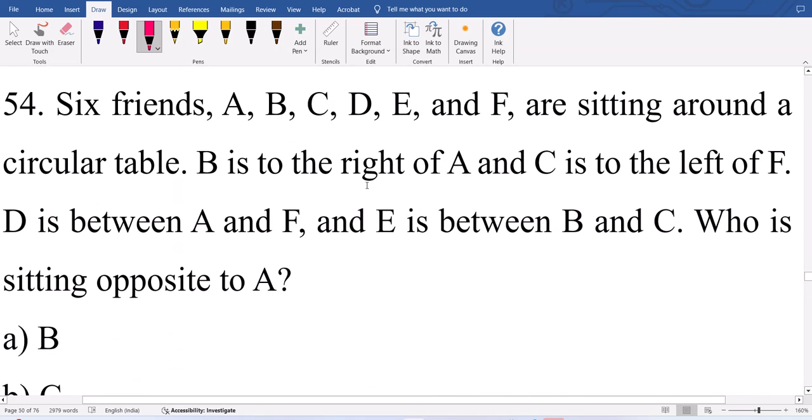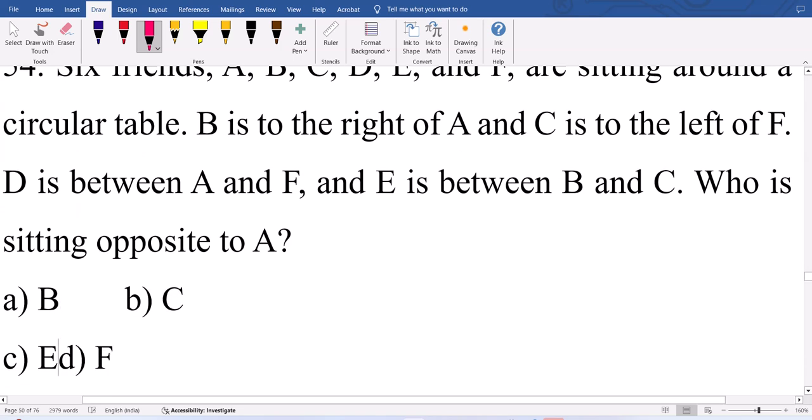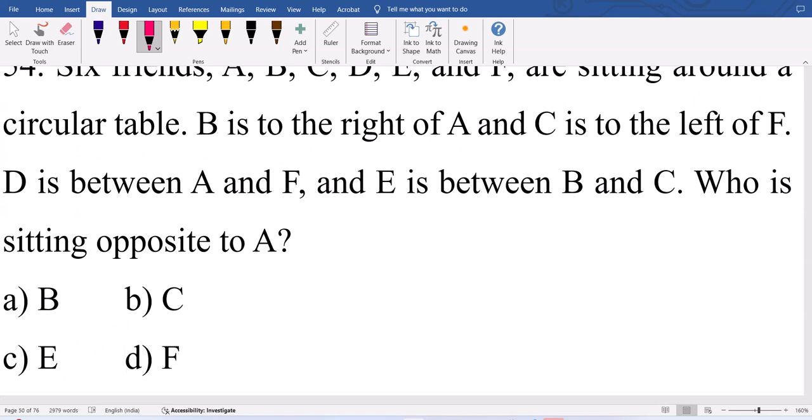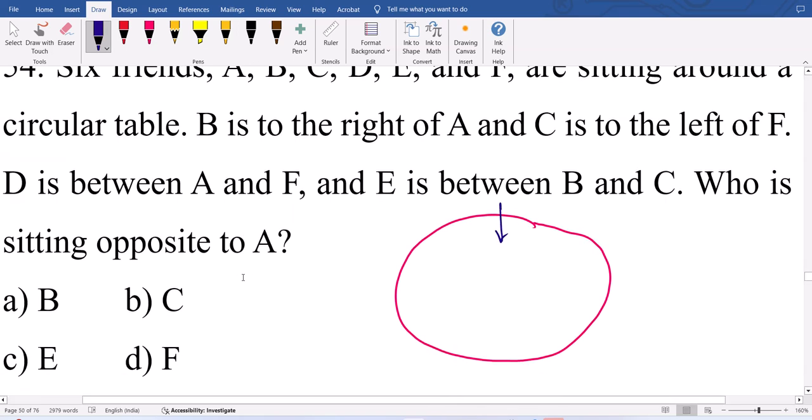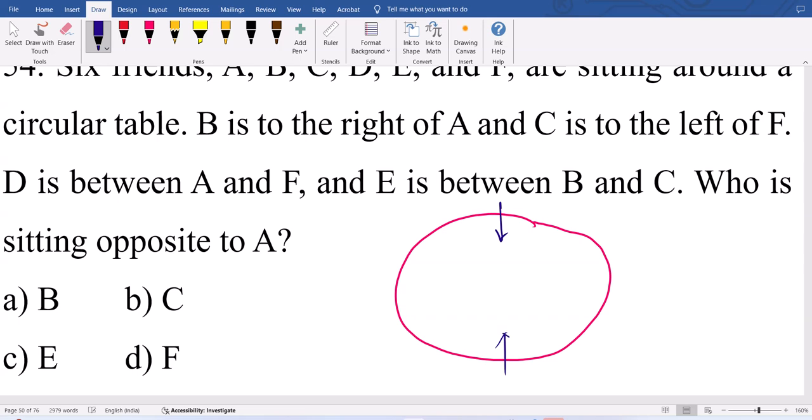Now similarly, 6 friends around a round table. Always we need to maintain equal distance. If they are not mentioned, we consider them facing towards the center. Facing towards center. B is to the right of A and C is to the left of F. D is between A and F. E is between B and C.